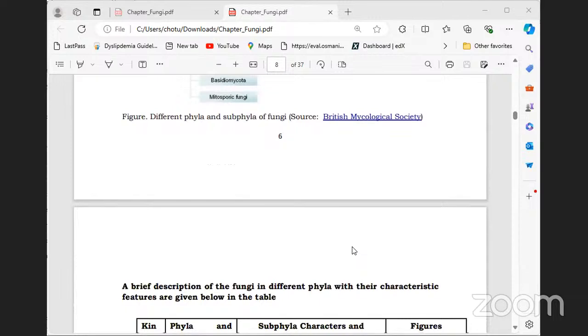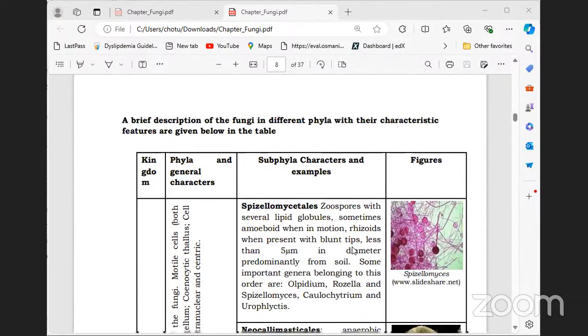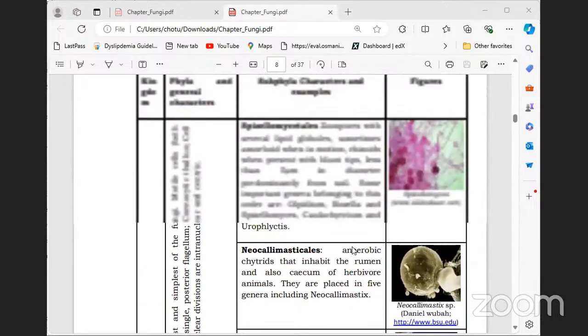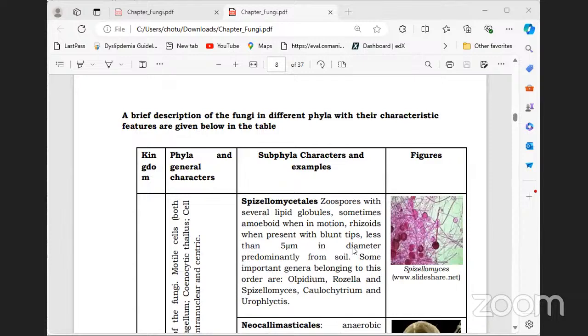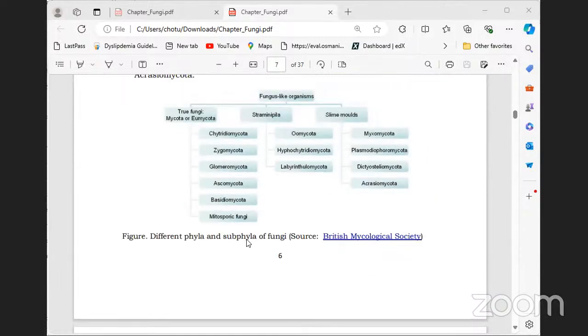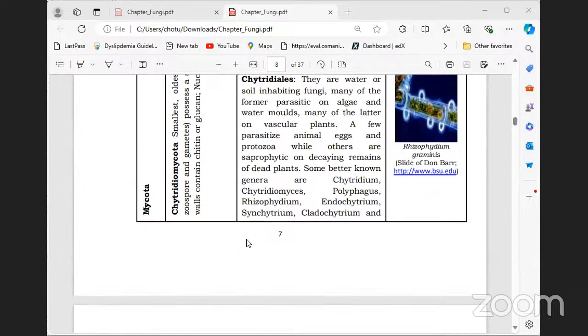Different phyla and subphyla are fungi. You can observe a brief description of the different types of fungi. Here, the Mycota and the Fungota; before that, I'll explain this part. You can observe this is the Mycota.